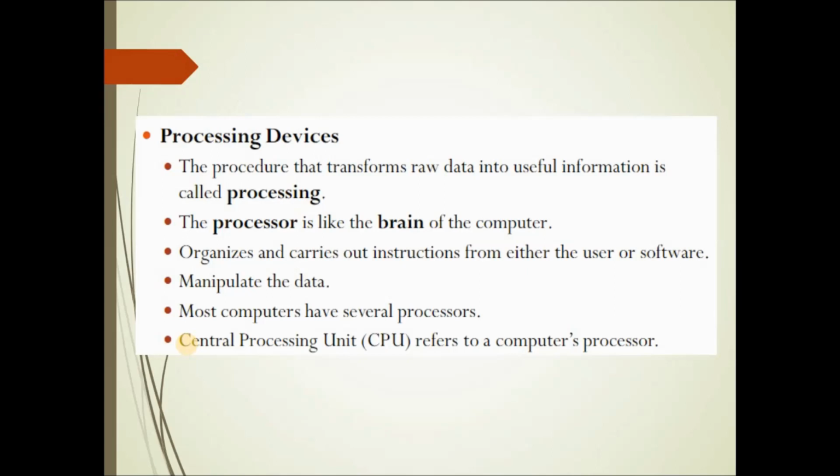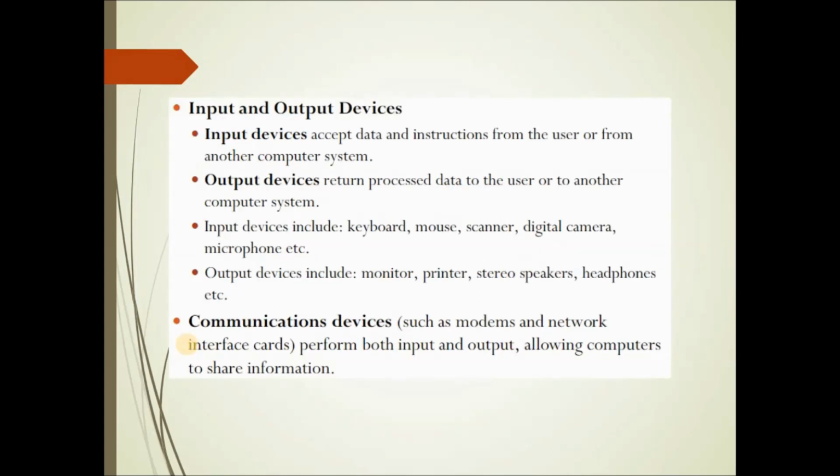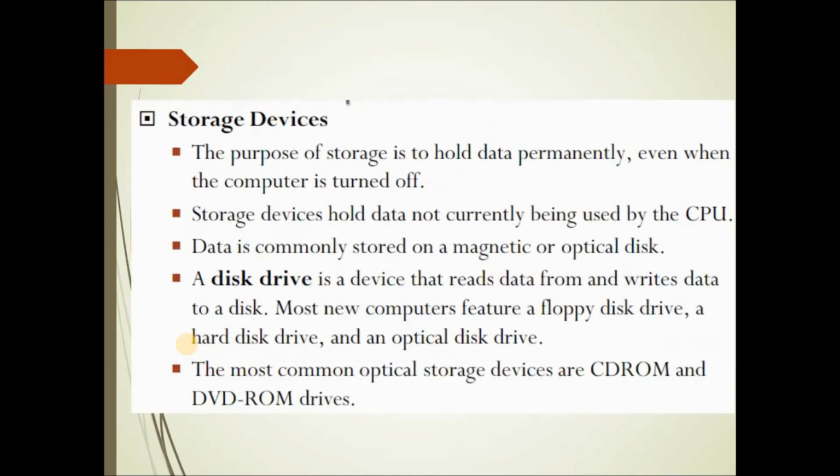The central processing unit is the main part of the computer system which controls everything. You give the instruction to the system, it processes and it gives the output. So everything it is doing. Now input and output devices: the devices which are used to give the instruction to the system are the input devices, and the devices through which we get the user defined output are known as the output devices. A communication device is another device that performs both input and output, allowing computers to share information. A storage device is the device where we can store data.